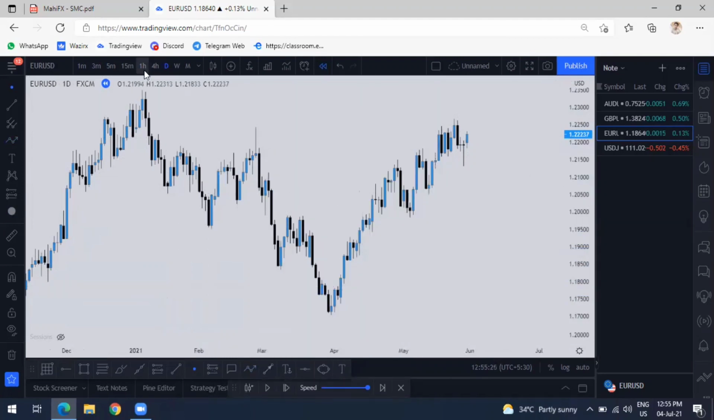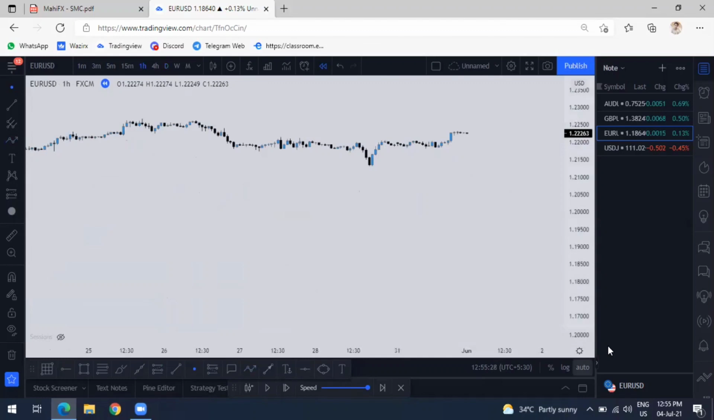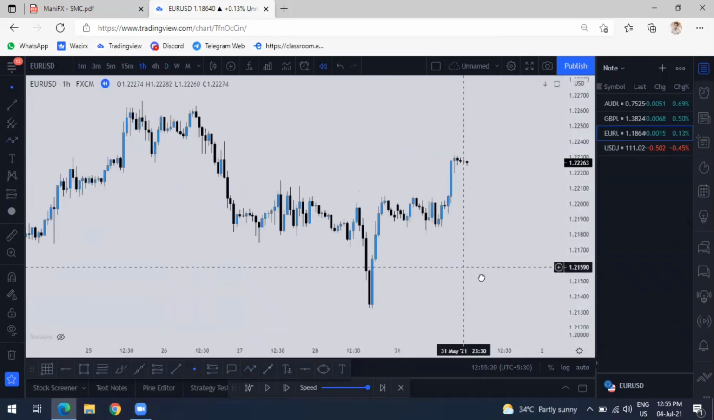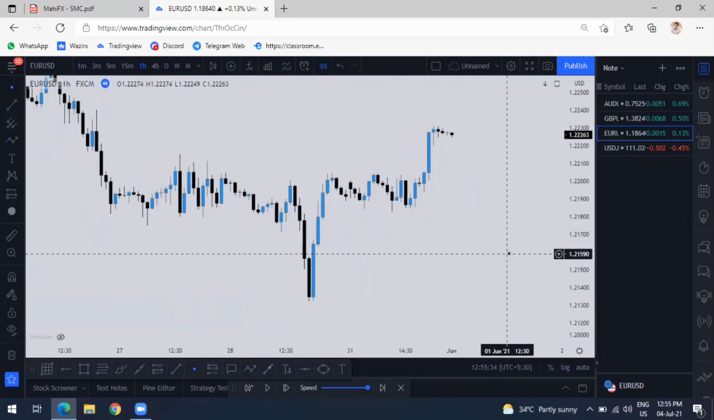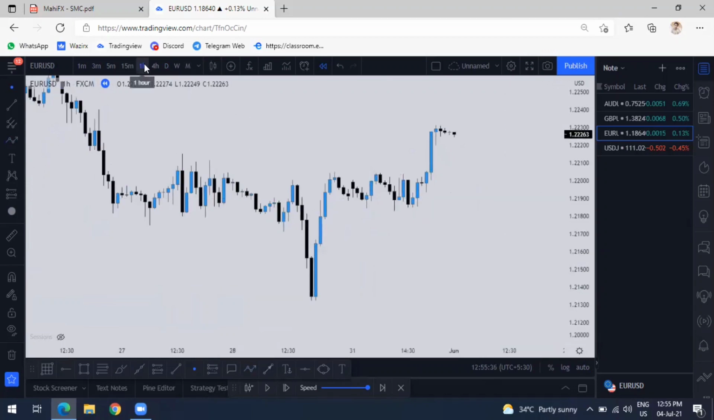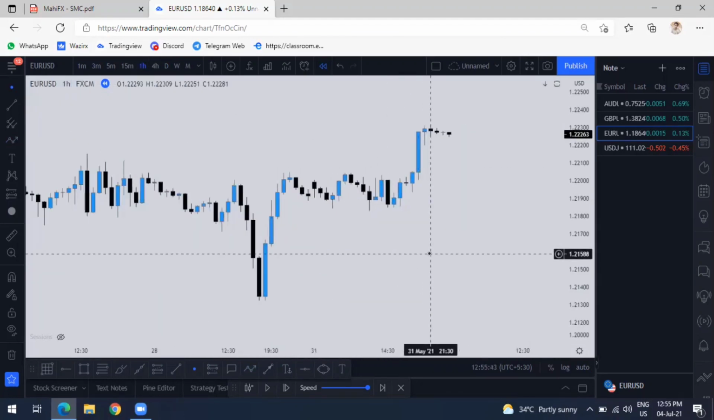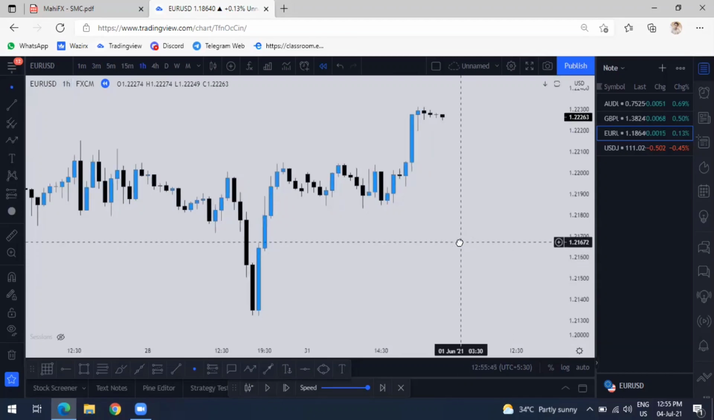Now let's drop to the 1 hour chart. The second rule is, once on the hourly chart, we will be plotting order blocks on the 1 hour chart, and make sure that you are only selecting order blocks which are in the direction of the trend. Now we are in an uptrend, so we will be focusing on buy order blocks.